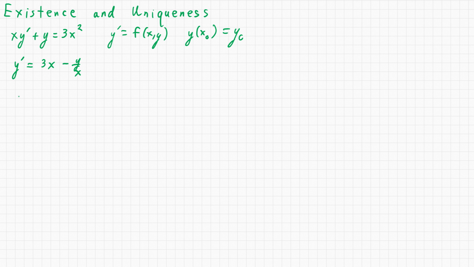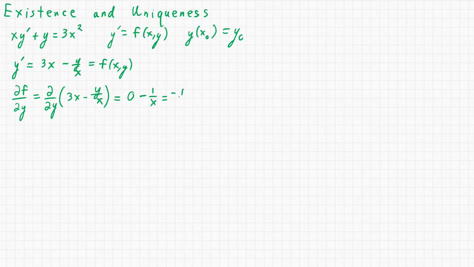So let's take a look. That's f of x comma y. What about partial f partial y? Well, that's the partial derivative with respect to y of 3x minus y over x. Treat the x's as constants, so the partial derivative with respect to y of 3x is just 0. And in the minus y over x, that y is going to turn into 1, and that 1 over x is treated like a constant, so we just get minus 1 over x.